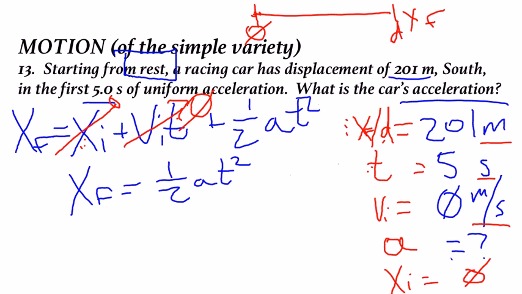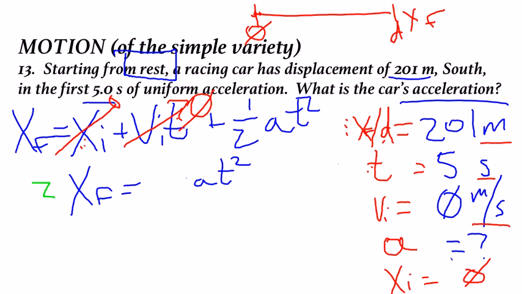So I have to solve for acceleration this time. So let's do a little algebra, shall we? To get rid of the 1/2, the 1/2 is basically a 2 on the bottom. So if I multiply both sides by 2, the 2's cancel out over here.